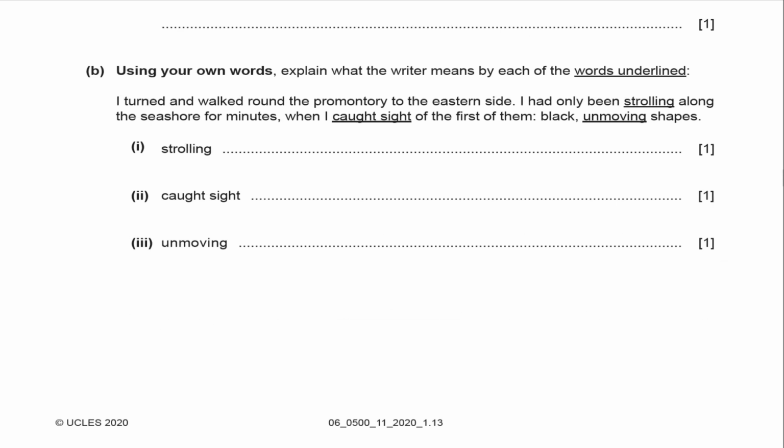Now, the next lot of questions, 3 marks are available. Fingers crossed it's not too difficult. It's only difficult when they include more difficult vocab, which they do sometimes. You've got strolling, caught sight, unmoving, so not too difficult with this particular question. For strolling, for example, walking leisurely would no doubt be acceptable. Caught sight means noticed, and unmoving shapes, of course, means still. 3 easy marks, fingers crossed.